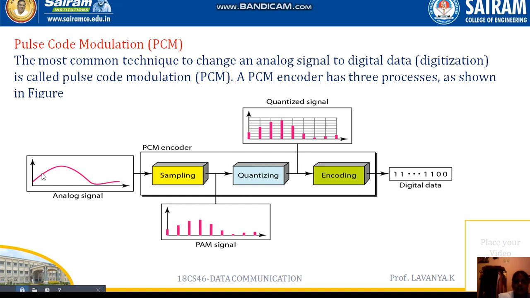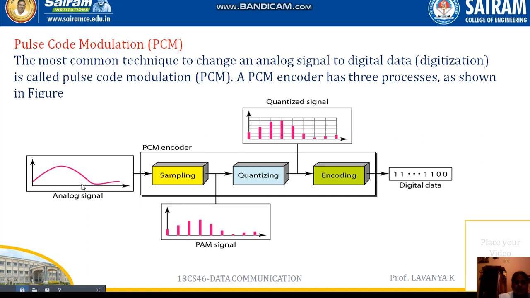This is the analog signal. Look at the signal. This is one of the pulse code modulation components which we are using here: the PCM encoder, quantization, quantized signal. PAM, that is pulse amplitude modulation, we call it a PAM signal. To overcome this PAM signal, we use pulse code modulation.